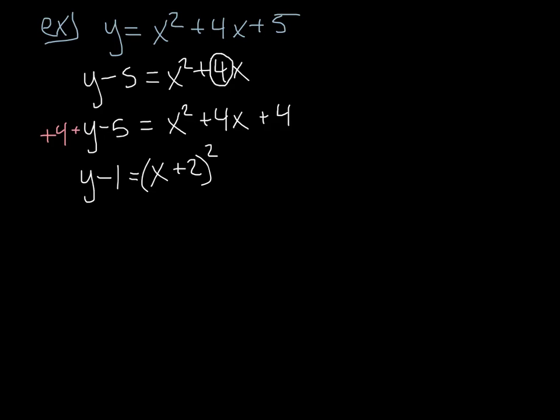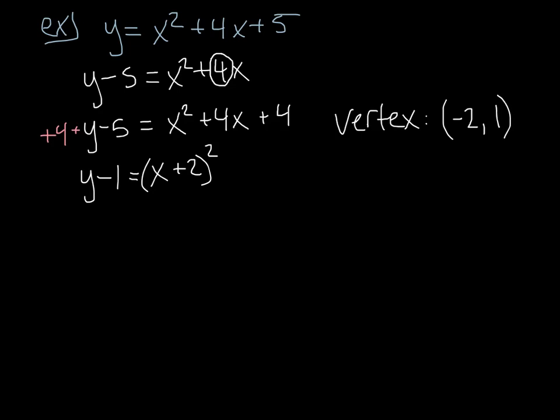So what do I know about this? Well, let's come over here. I know the vertex is going to be the opposite of that inner one, so I've got a plus 2 there, so it's going to have to be negative 2. And it's going to be the same as that. Since I have y minus 1, it's actually going to be a positive 1 there.